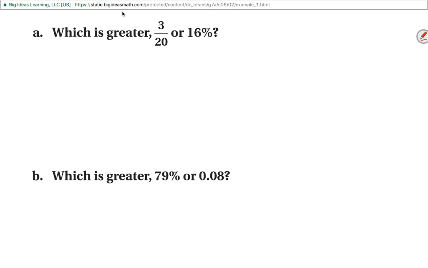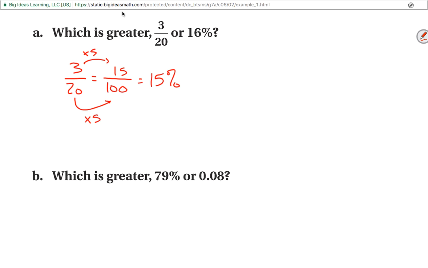So I have 3/20ths. I'm going to convert that to 100 on the denominator. I can do that by multiplying the bottom by 5, which means I need to multiply the top also by 5. 3 times 5 is 15, so I have 15/100ths. Well, 15/100ths is also the same as 0.15, which is also 15%. So when you compare 15% or 16%, which one's greater? 16%, obviously, a little bit bigger.